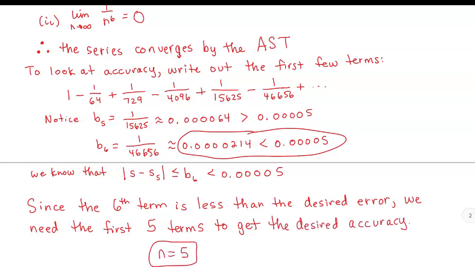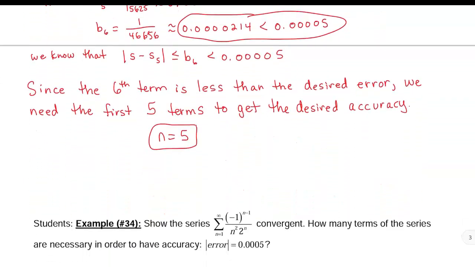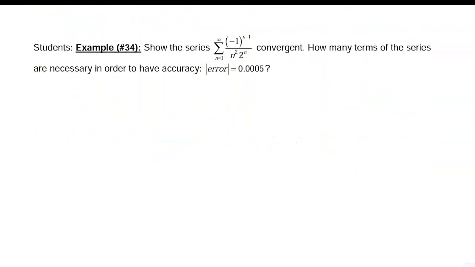I have one more example so that you can take a turn trying to do this. Remember, when you start looking for error bound, you first have to confirm that the series is convergent. So you're going to check it with the 2 conditions of the alternating series test first. So please pause the video, try this last example, then turn the video back on to check your answer.